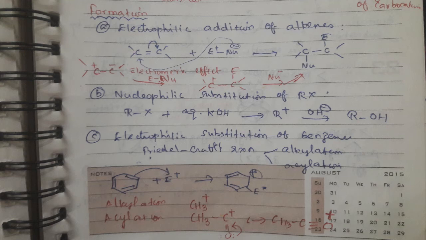The next one is nucleophilic substitution of alkyl halide. For example, when alkyl halide is treated with aqueous potassium hydroxide, it produces a carbocation, which further reacts with hydroxyl ion and gives alcohol, ROH. So this is one example where carbocation is generated.